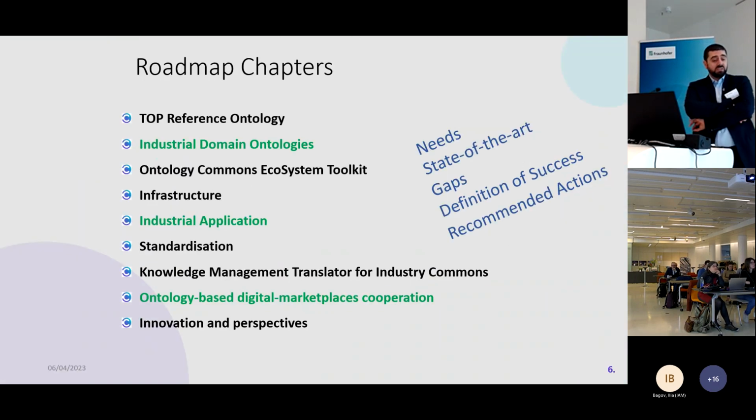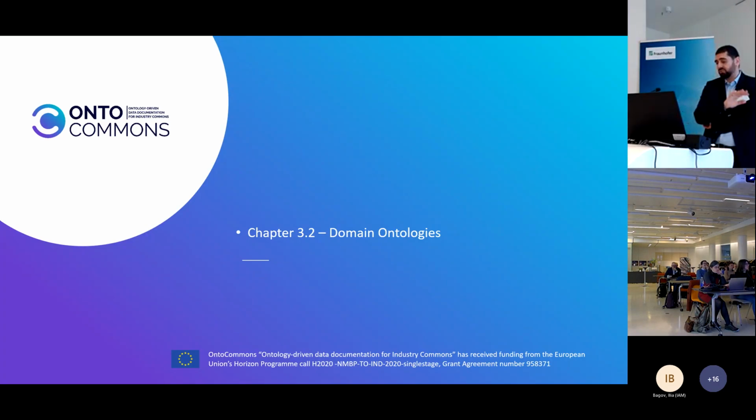So the roadmap chapters include sections regarding top reference ontology, industrial domain ontologies, ontology commons ecosystem toolkit, infrastructure, industrial applications, standardization, knowledge management, translator for industry commons, ontology-based digital marketplaces, cooperation, and innovation and perspectives. So today I will focus only on 3 chapters that I highlighted here. The first one is the domain ontology. My focus is really to link with this workshop's topics, so I try to relate really to the domain and to the exploitation.